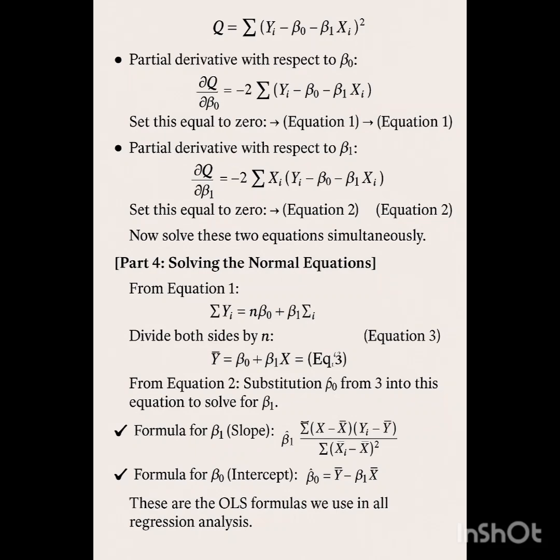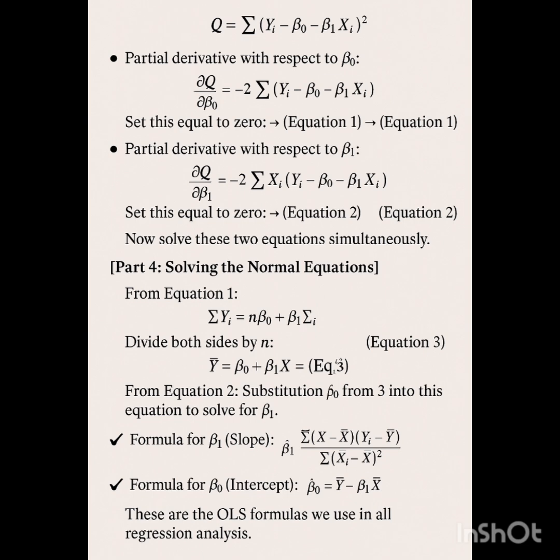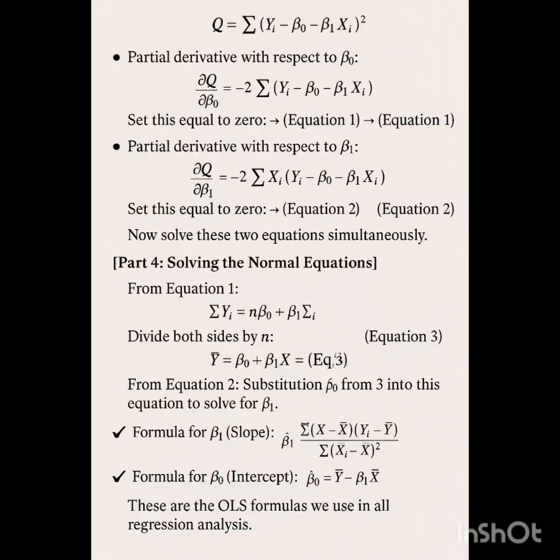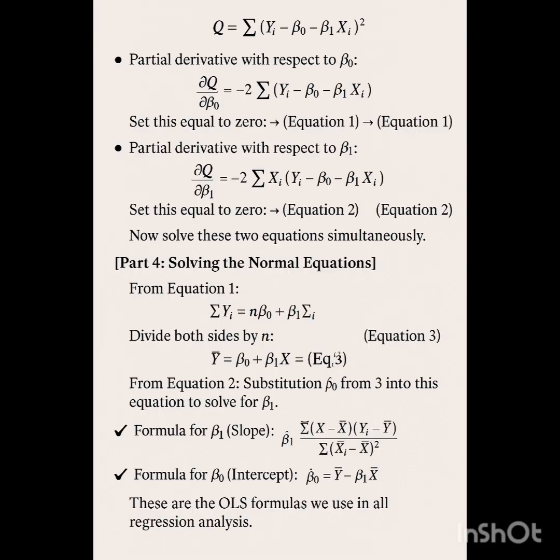Deriving the OLS estimator, let us now derive the formula for the OLS estimator. Students, we know that we want to minimize the function, so we take the function as Q equal to summation (yi minus beta 0 minus beta 1 xi) whole square. Now we take the partial derivative with respect to beta 0. dQ upon d beta 0 equal to minus twice summation (yi minus beta 0 minus beta 1 xi). Now we put this equal to 0 as equation 1.